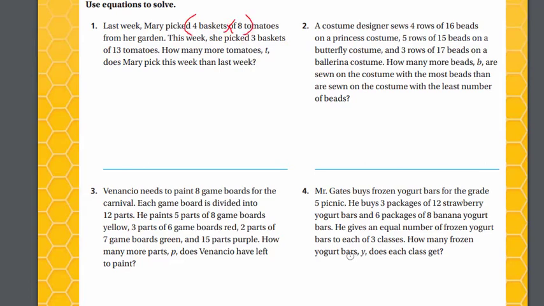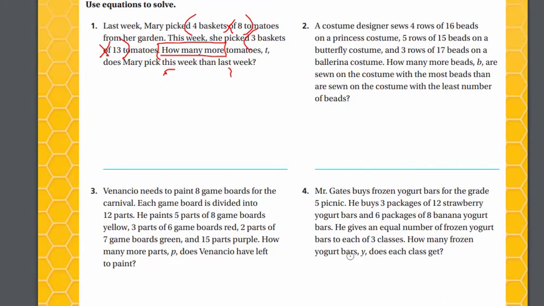Okay? This week she picked 3 baskets of 13 tomatoes. Are you thinking multiply again? Yeah. 3 of 13. How many more? This right here tells me I'm going to do what next? Subtract. Okay? So my math options are add, subtract, multiply, divide. Everybody thinks math is hard, but there's really 4 options that you're picking from.